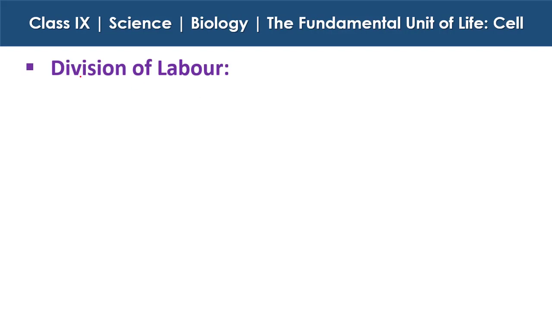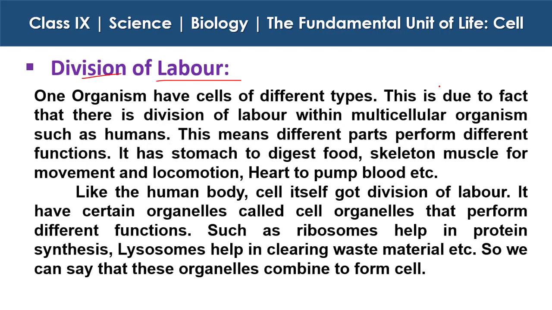Let's learn about the division of labour between the cells. One organism has cells of different types. This is due to the fact that there is division of labour within a multicellular organism such as humans. This means different parts perform different functions. Humans have a stomach to digest food, skeletal muscle for movement and locomotion, heart to pump blood, etc.